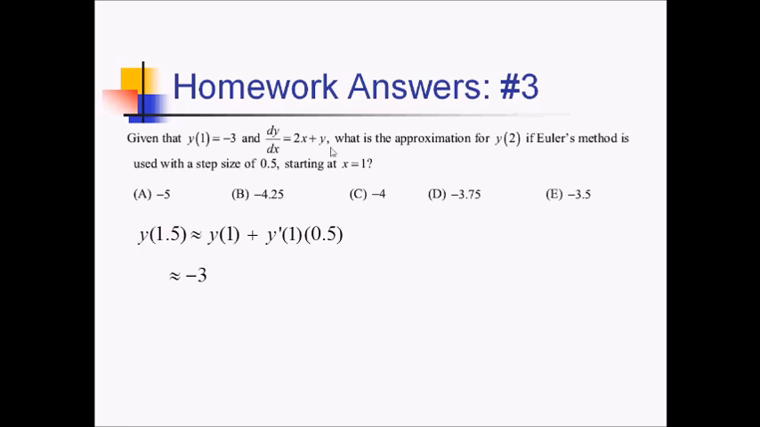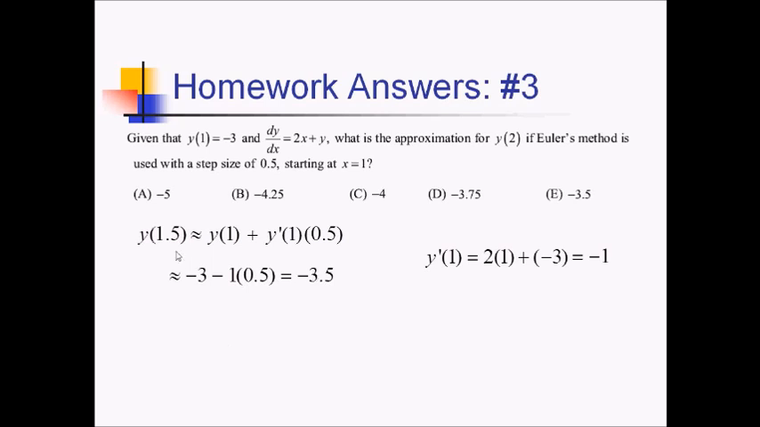That also means we're going to have to plug in the y value that goes with an x value of 1. When x is 1, y is negative 3, so we're going to be doing 2 times 1 plus negative 3 for the derivative at x equals 1. So this is going to be 2 minus 3, which is negative 1. So we've got minus 1 times 0.5. Negative 3 minus 0.5 essentially is going to come out to negative 3.5. So that's our estimated value for y of 1.5.